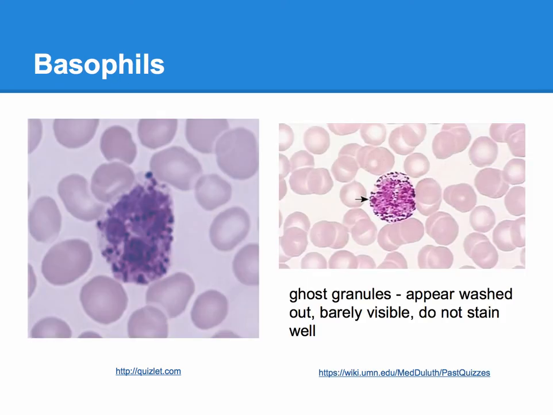Basophils are found the least frequent in the blood, and none to 1 found out of 100 leukocytes is normal. In a Wright-stained smear, basophils have a light purple C-shaped nucleus. However, it is often not visible because of the large, dark purple granules in the cytoplasm. Oftentimes, you may see ghost granules, which appear washed out and barely visible because they do not stain well. Basophils release histamine and heparin, both of which are important in inflammatory responses such as allergies.